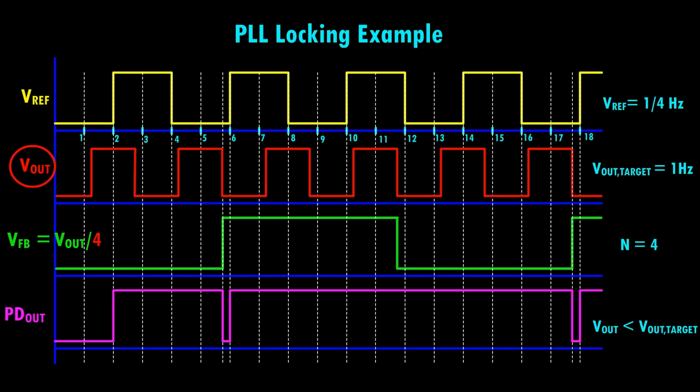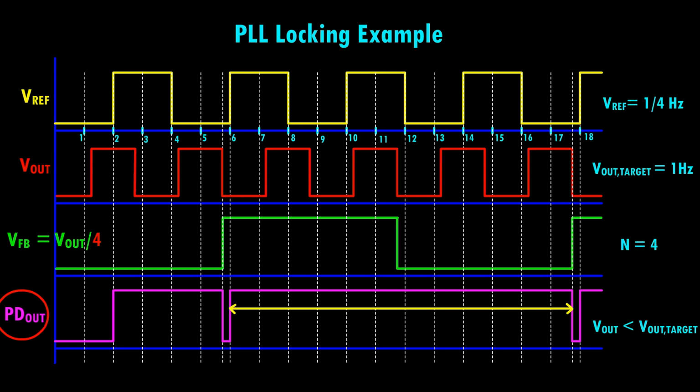Initially, we assume that the Vout is much slower than the target frequency of 1 Hz. Consequently, the VFB output will also be slower than the target frequency and will resemble the waveform shown here. The phase frequency detector output will go high when the Vref transitions to high and will go low when VFB transitions to high. In this way, the following phase frequency detector output waveform is generated.